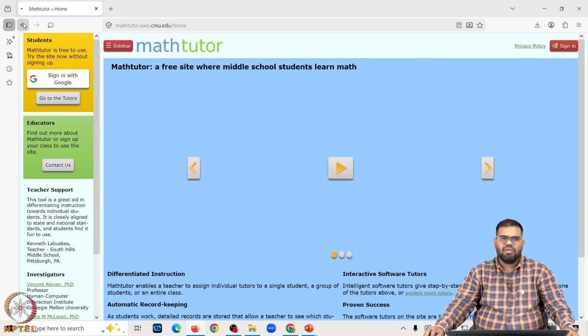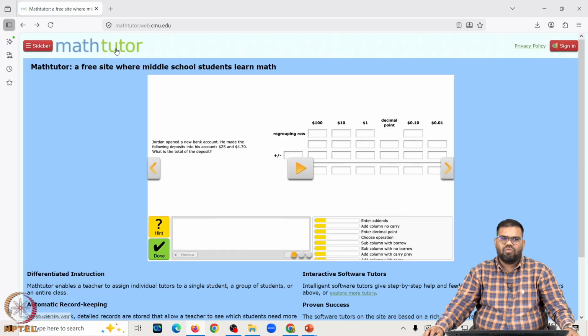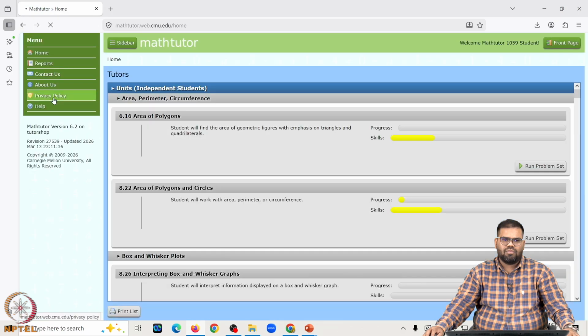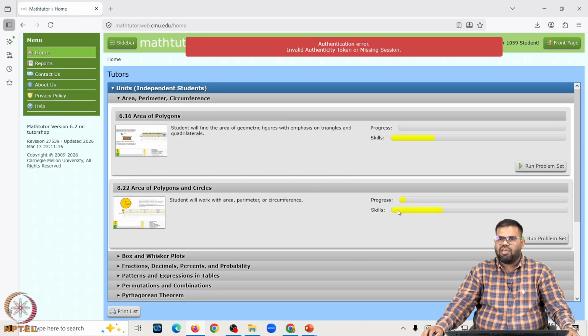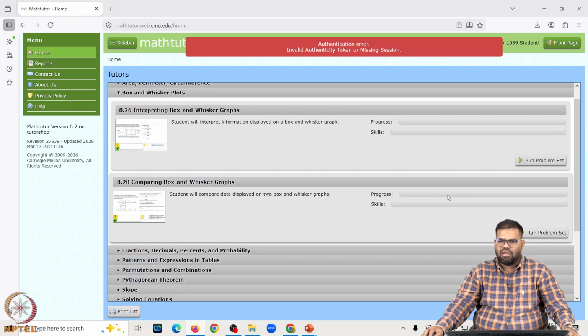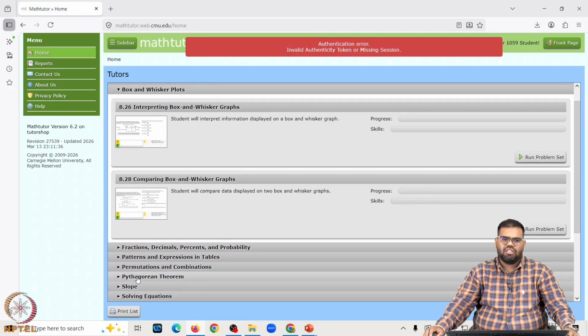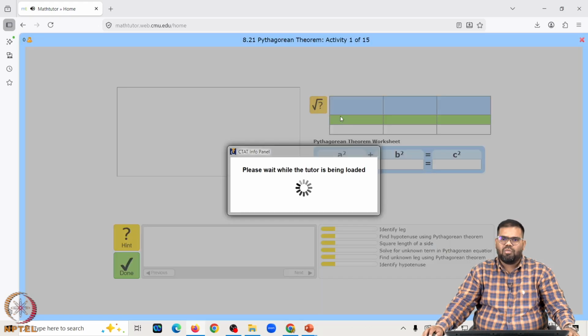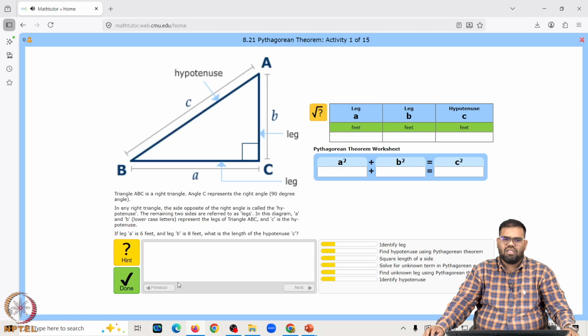So this is one example. If you see, we have solved this, so it will show us progress and skill. If you go down, you can do the same for the different worksheets. Same if we go to the Pythagorean, run a problem, do all these things, use hints, it will tell us how to reach the final answer.